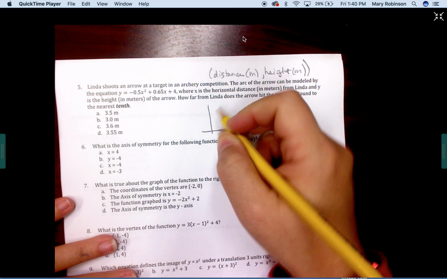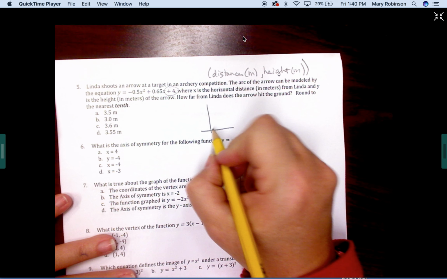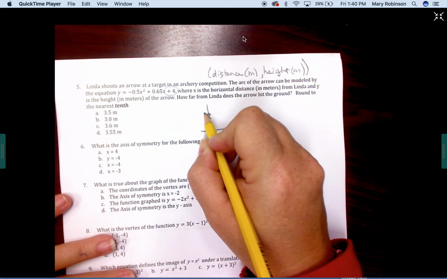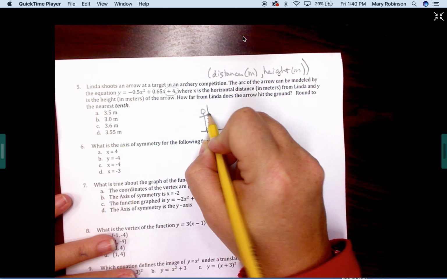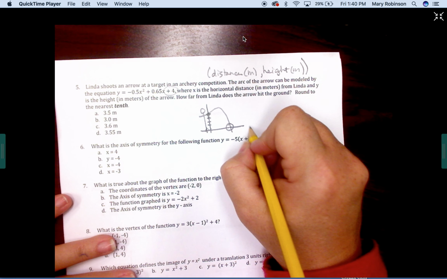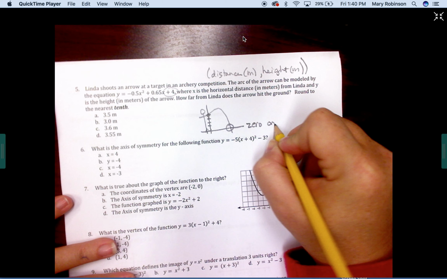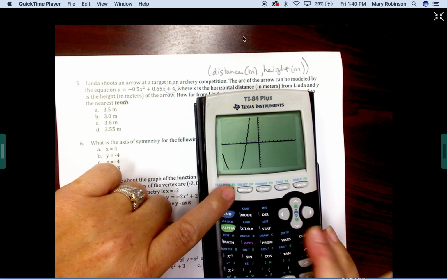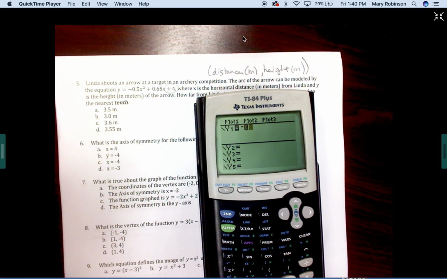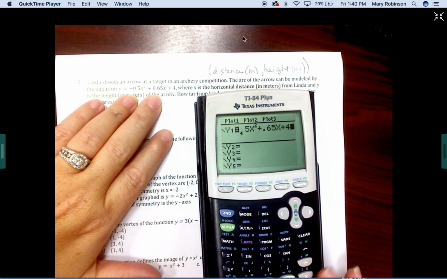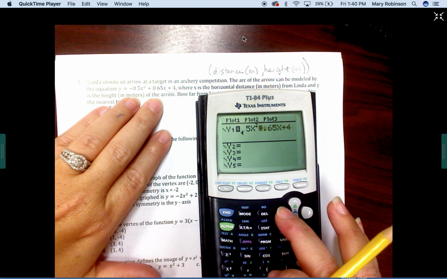Imagine if Linda's standing here, she shoots the arrow from 4 up in the air. So if she's standing here and she's getting ready to shoot this arrow, it's going up and coming down and hitting the ground. So we are looking for the 0 on the right. Recall to do that, we go to y equals, type in our function, always make sure you typed it in right.